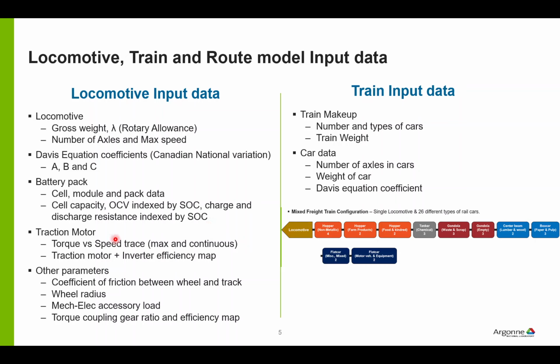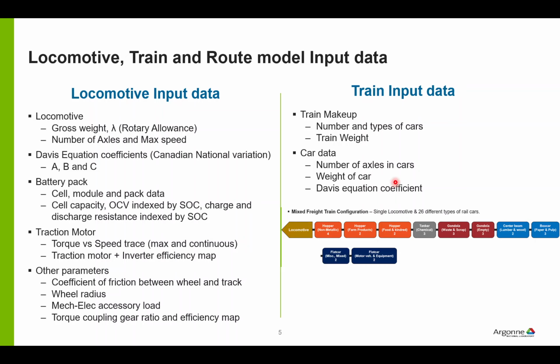You need the traction motor torque versus speed trace and the efficiencies of the traction motor and inverter, and the coefficient of friction between wheel and track, the wheel radius, the accessory load, and the gearbox ratio and efficiency map. So these are some of the key inputs from the locomotive side that are required for simulation.